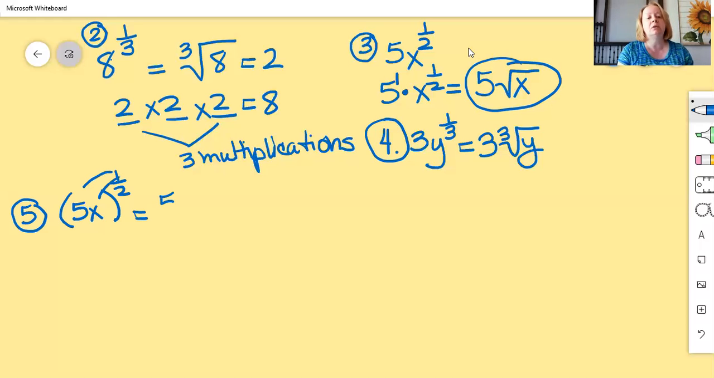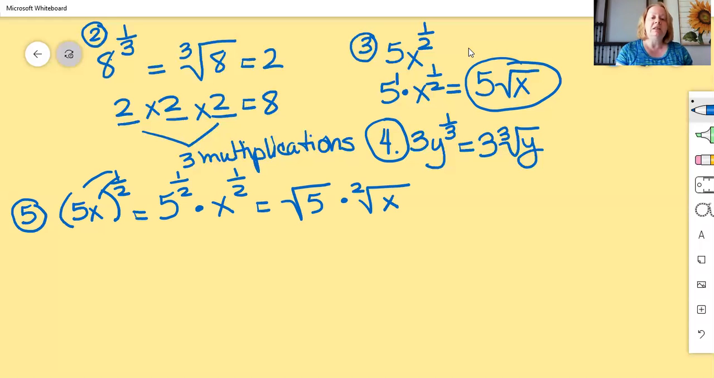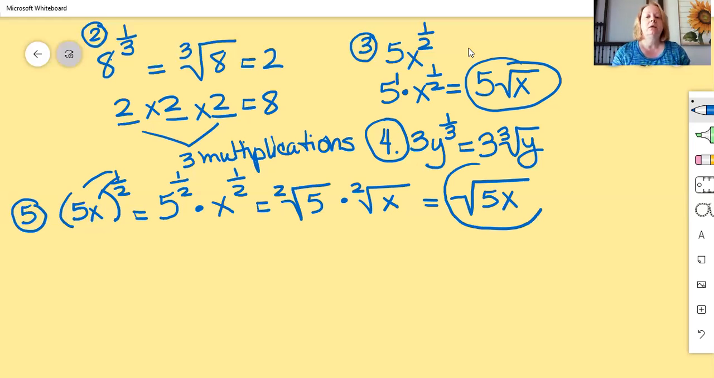So that means it's going to be 5 to the 1/2 times x to the 1/2. That means I'm going to have the square root of 5 times the square root of x. Well, both of the indexes match, so I can combine them and write it as 1 square root. So your final answer will look like this: 5x, and then we take the square root of that, and that's the answer.